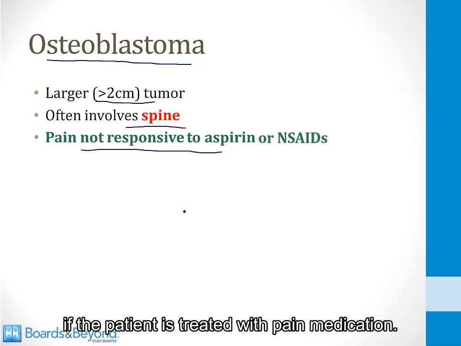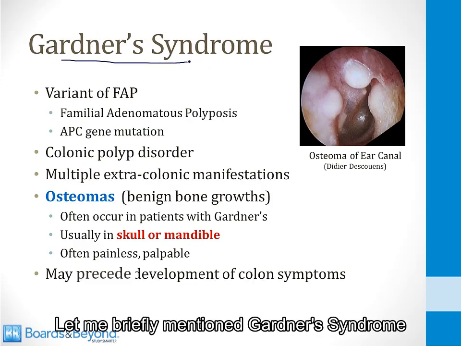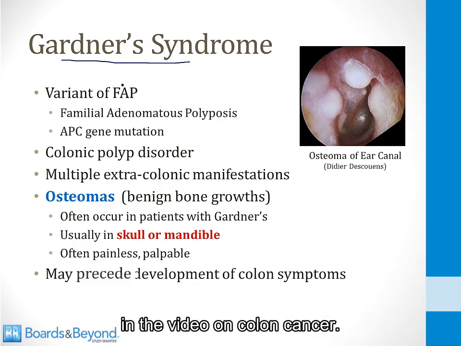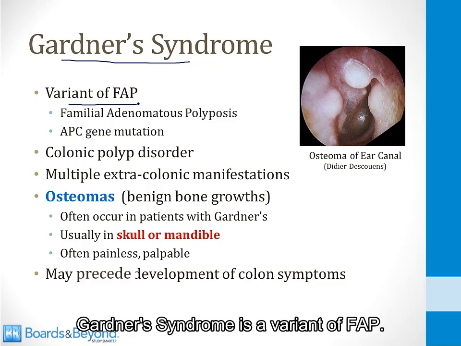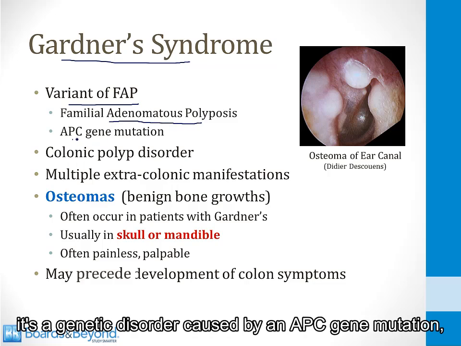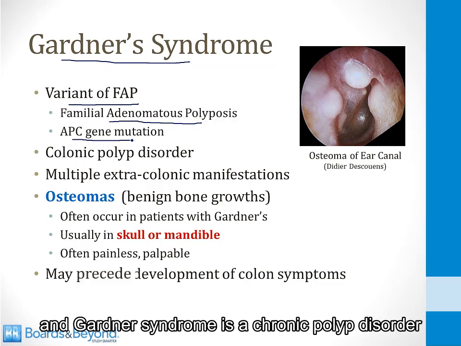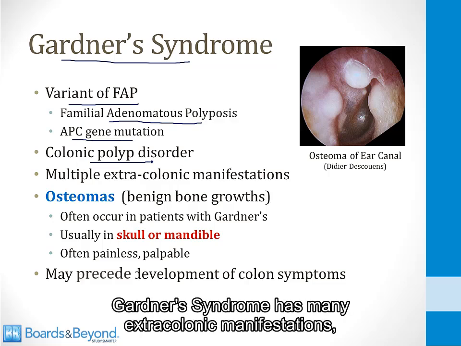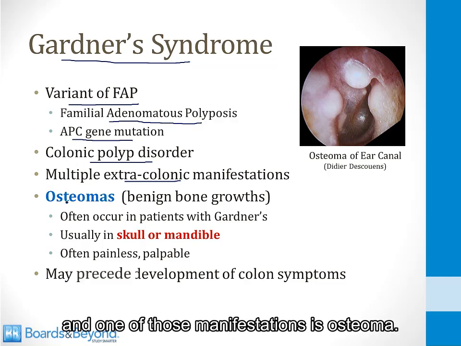Let me briefly mention Gardner's syndrome, which I discuss in detail in the GI section in the video on colon cancer. Gardner's syndrome is a variant of FAP. FAP stands for familial adenomatous polyposis. It's a genetic disorder caused by an APC gene mutation. And Gardner syndrome is a colonic polyp disorder. That's why I talk about it in the colon cancer video. But in addition, Gardner syndrome has many extracolonic manifestations, and one of those manifestations is osteomas.